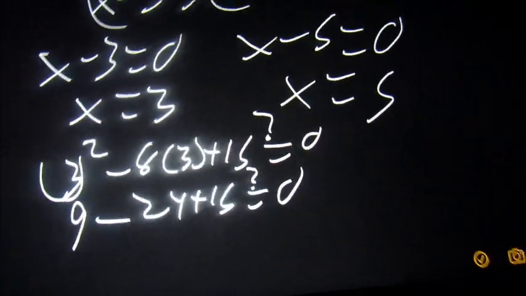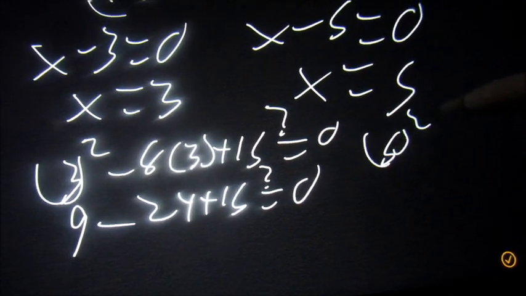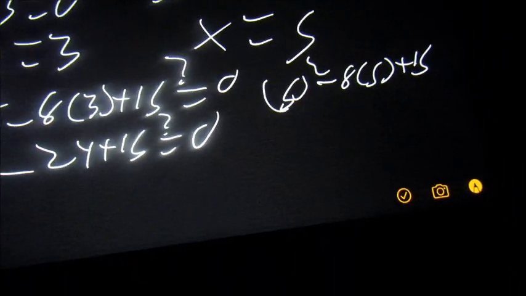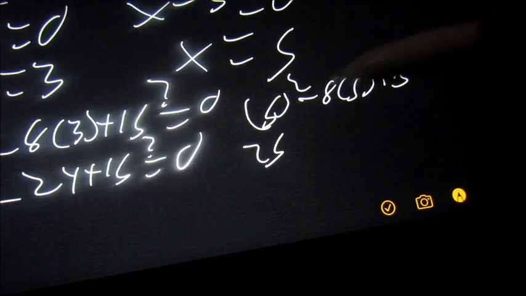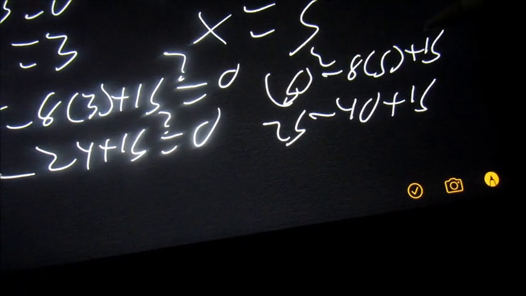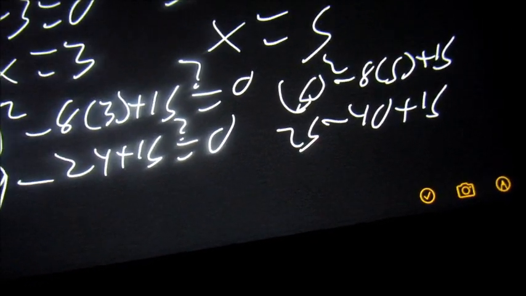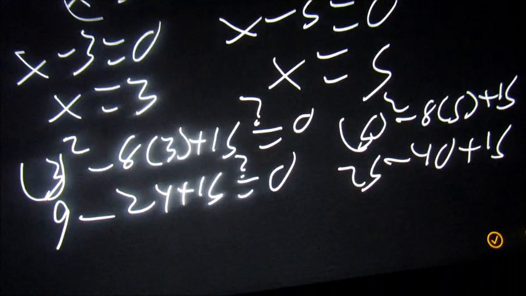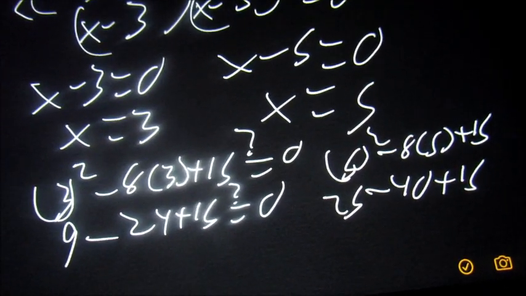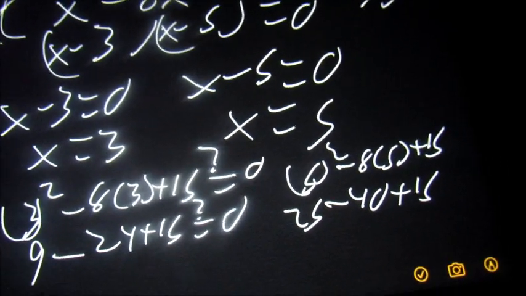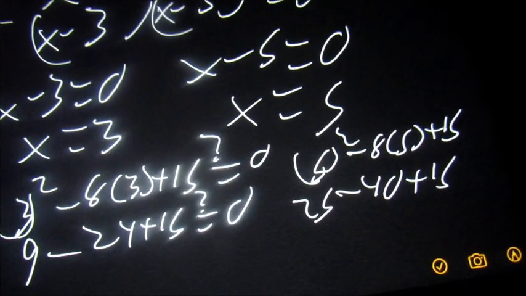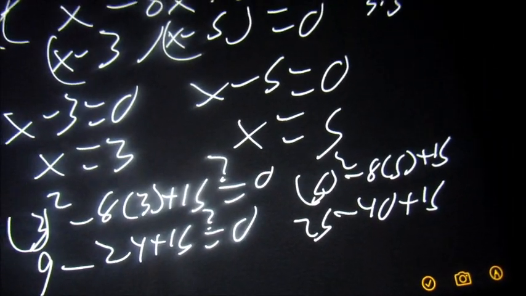Let's try the 5. We're going to have 5 squared minus 8 times 5 plus 15. 5 squared is 25. 8 times 5, so minus 40, plus 15. 25 plus 15 equals 40, minus 40 equals 0. You're not going to have to do any of these in this section, but you will have to in a few in the next chapter. I'll go over some of those. I think there's only 1 or 2 that you're going to be doing.